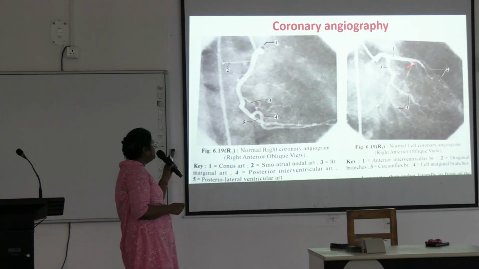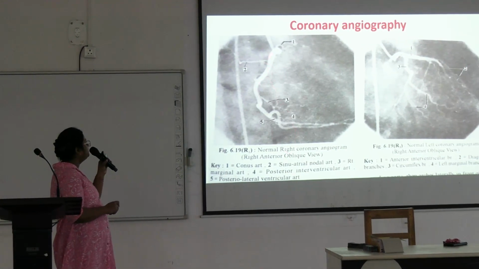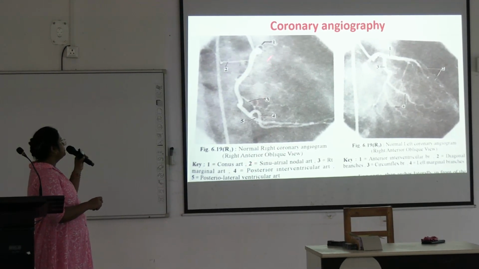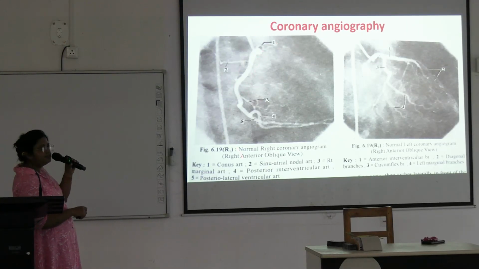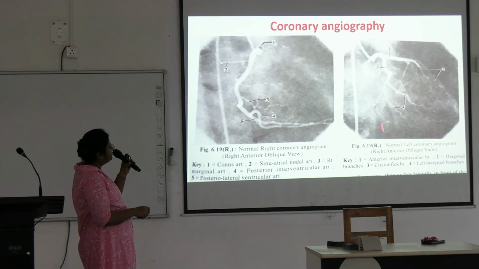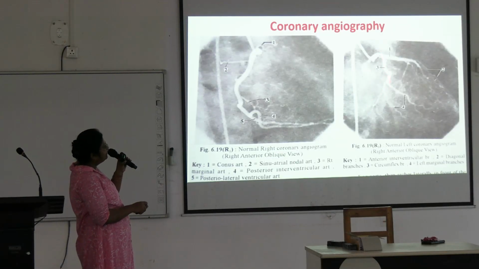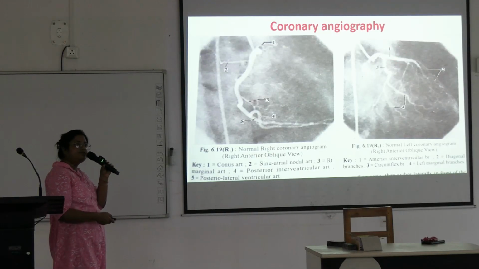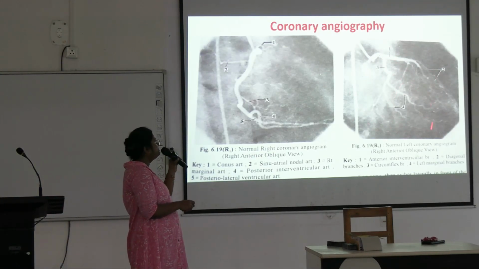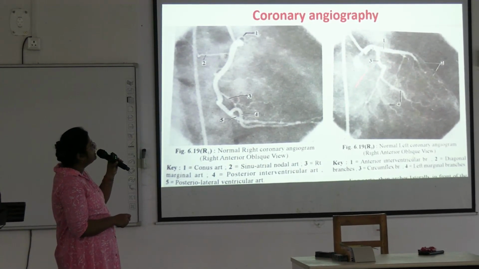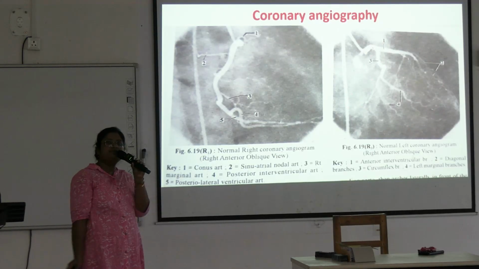Next. See here, this is coronary angiography. Okay. Normal right coronary angiography showing the right anterior oblique view. So this is the right coronary artery and its different branches have been shown. And this is a normal left coronary angiogram. Okay. This is the anterior interventricular artery and this is the circumflex branch of the left coronary. Okay. So no blockage is there, so all the branches can be visible. If a blockage is present, the rest of the part distal to the block, the branches will not be visible in the angiogram.